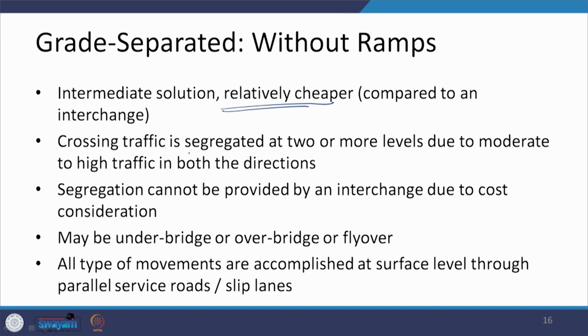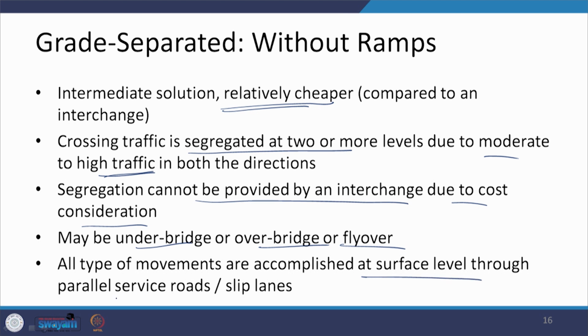The crossing traffic is segregated at two levels, or it may be at more levels, and that is done because you have a moderate to high traffic which needs to be controlled from different directions on the roads which are crossing each other, and segregation cannot be provided by an interchange due to cost considerations. That is the reason we have not gone into that sort of multiple level system, and these may be underbridges, overbridges, flyovers. All types of movements are accomplished at surface level through parallel service roads or the slip lanes.